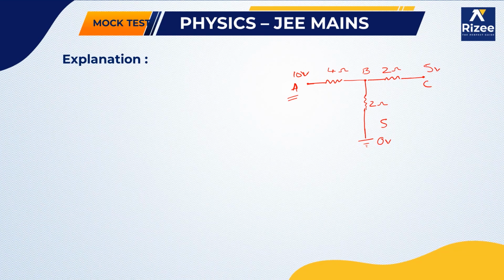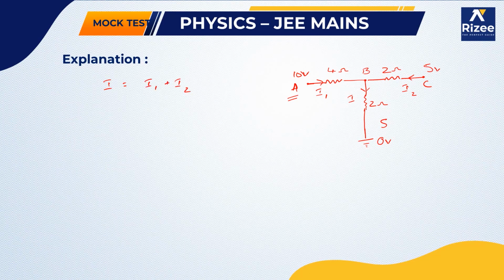The current that will be passing in this direction, let it be I1, and the current passing from here, let it be I2, and both the currents combine and flow over here as I, and we can take this I as the sum of I1 plus I2.